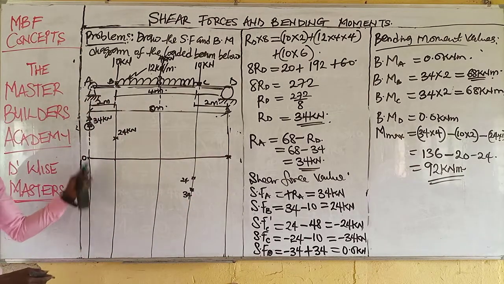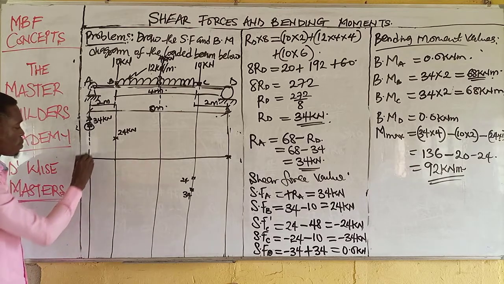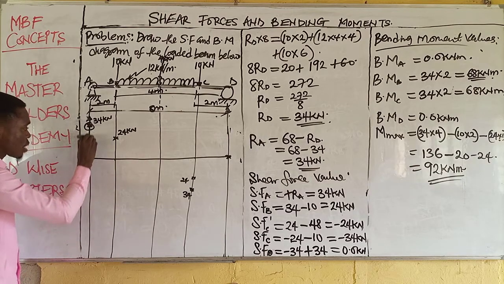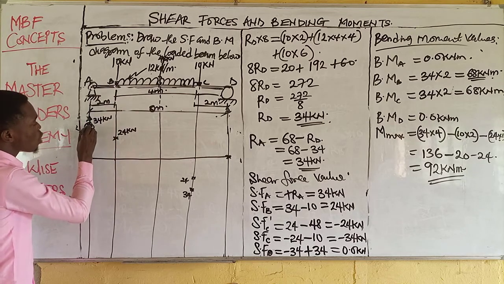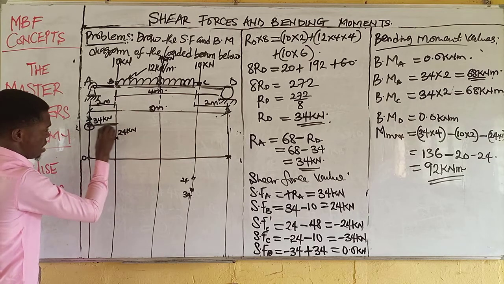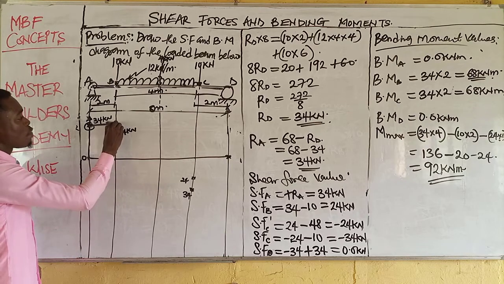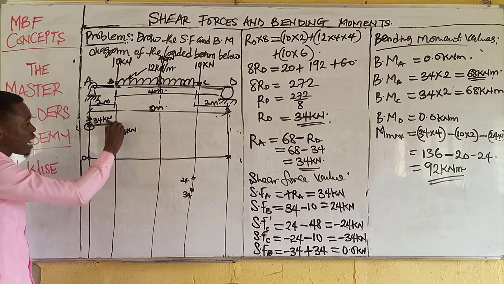So all we need to do now is to join these points. From here, this is the starting point. I will close this line. Between B and A, there is no load, so I will maintain a horizontal line. Then a force of 10 Newton pushes it down to this point.